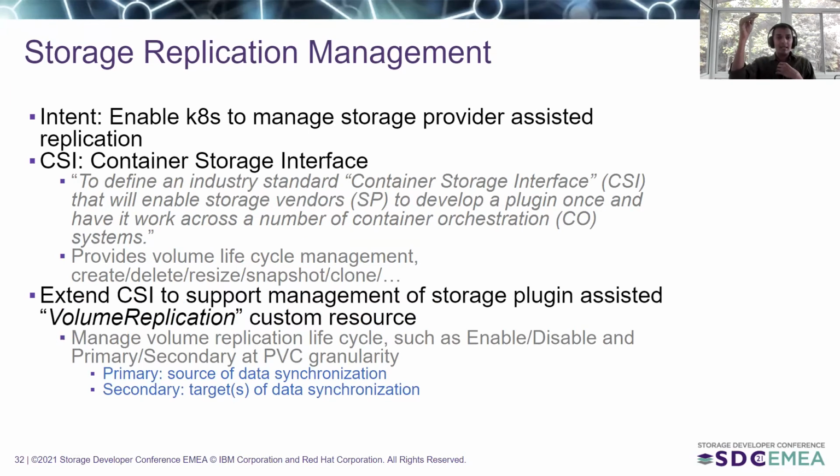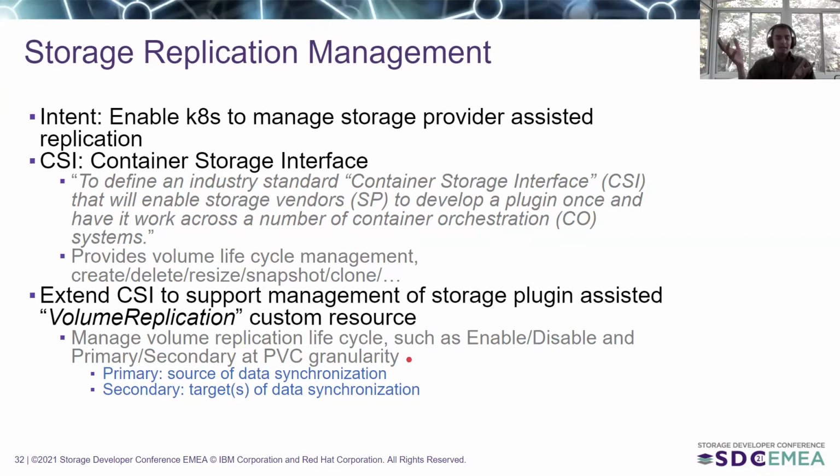So when a PVC comes in, the storage plugin is the one that actually creates a volume, and the PV is updated with an endpoint to that volume for use by the application. So what we propose is to extend CSI to support the management of storage plugin assisted replication by a new custom resource called volume replication. The volume replication custom resource will act at a granularity of a PVC. In other words, it will point to a persistent volume claim that needs replication.